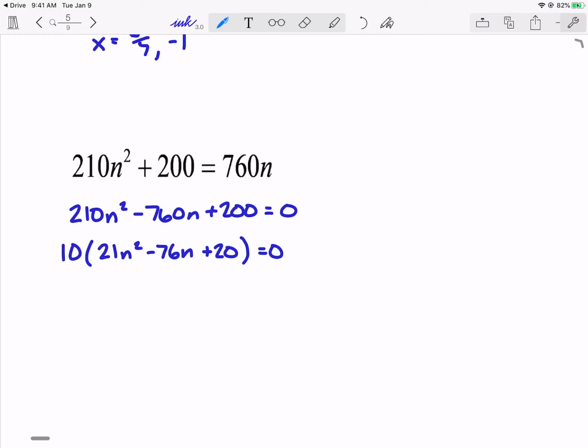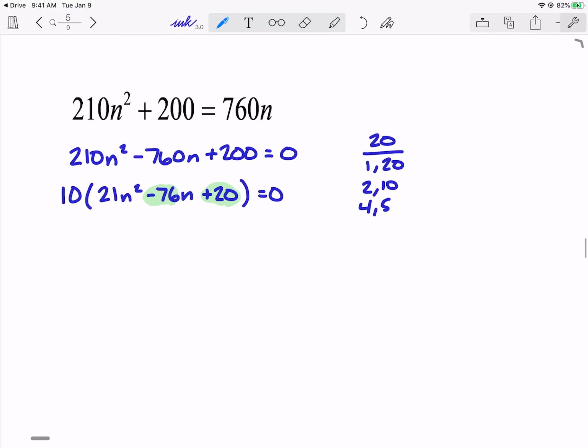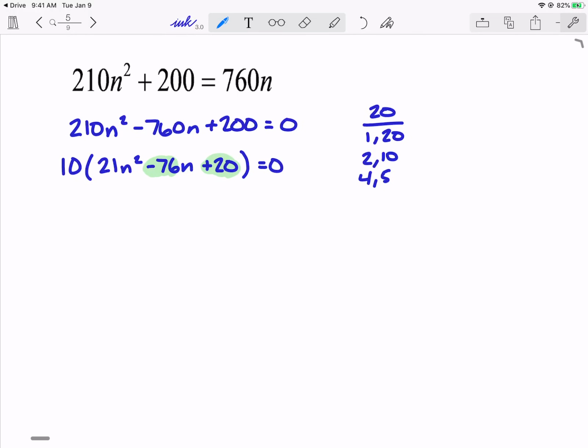Now things I notice, I want to multiply to make a positive 20, but I want to add to make a negative 76. So I've got to think of my factors of 20. Got 1 and 20, 2 and 10, 4 and 5. So I've got 3 factor pairs, which give me a total of 6 combinations so far. But since they need to multiply to make a positive, add to make a negative, I know they're all going to be negative. So it's going to be a minus problem.